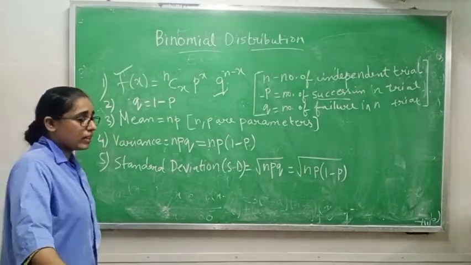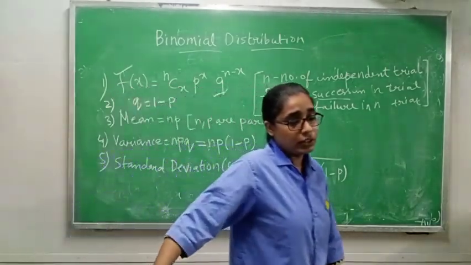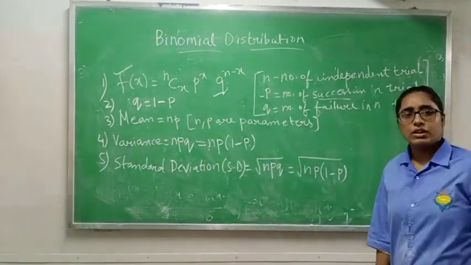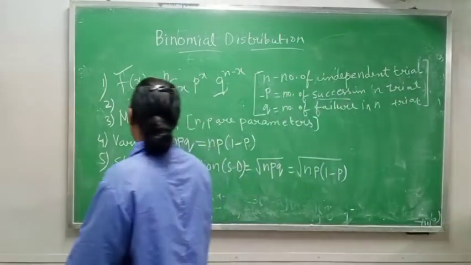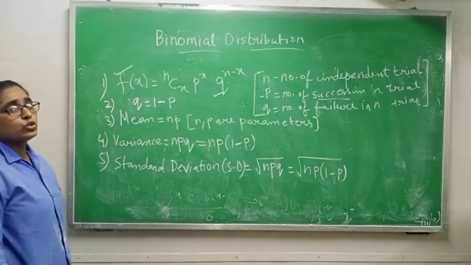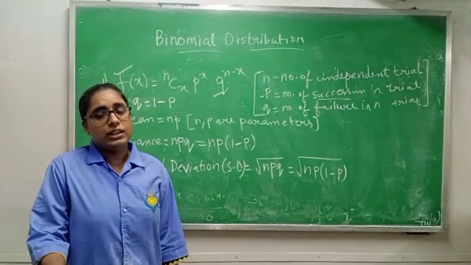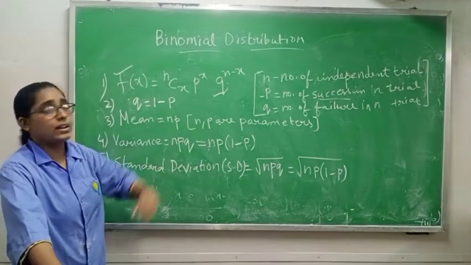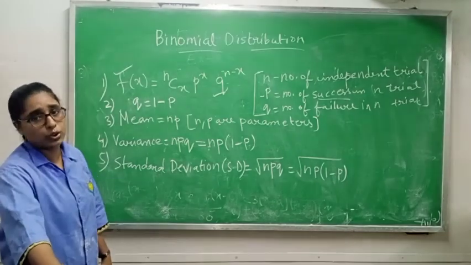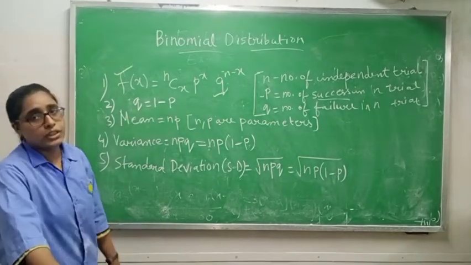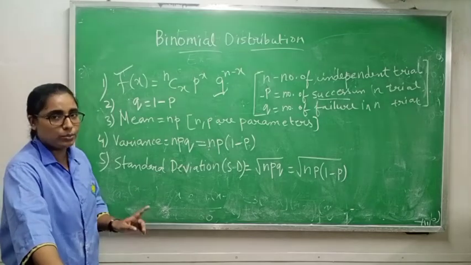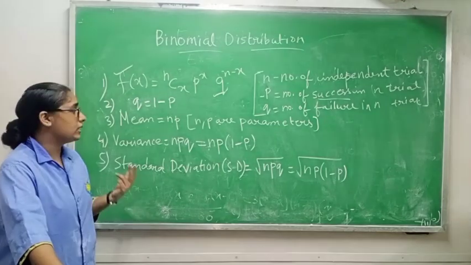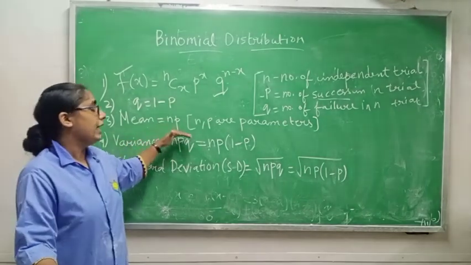Mean. In the last chapter, random variable, you were finding mean, variance and standard deviation. Same in this one, you have to find mean, variance and standard deviation, but here we will use some parameters. So mean = np. n and p are parameters, q will not be a parameter, because we are finding q using p, so q will never be a parameter. Only n, number of trials, and p, probability of success, will be your parameters. So how many parameters are there? 2 parameters. Mean = np.